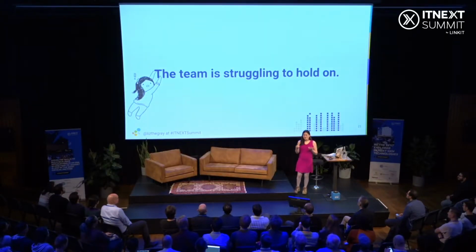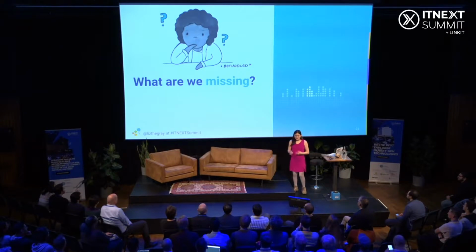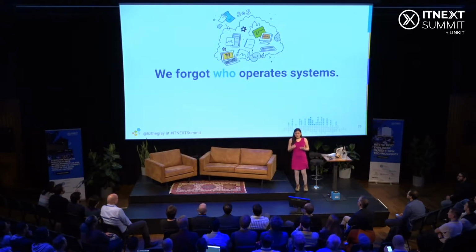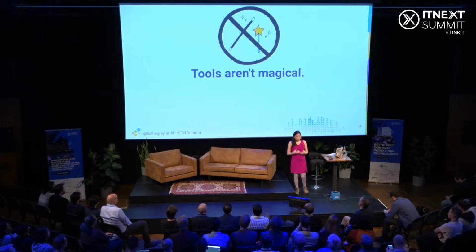So I'm really tired, right? The team's struggling to hold on. What do we need to do differently? I think what we need to do differently is, first of all, we need to take a deep breath. And then we need to look at who actually operates our systems, right? Our systems do not operate themselves. We, as human beings, are the people who are operating our systems. And that means that we need to make our systems much more reliable and much more friendly to our humans.